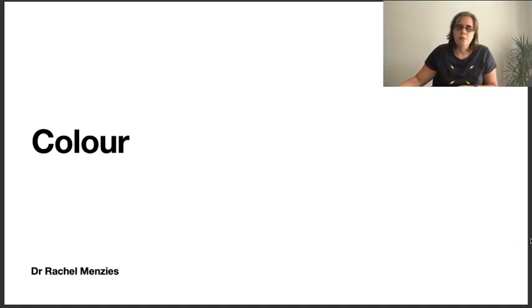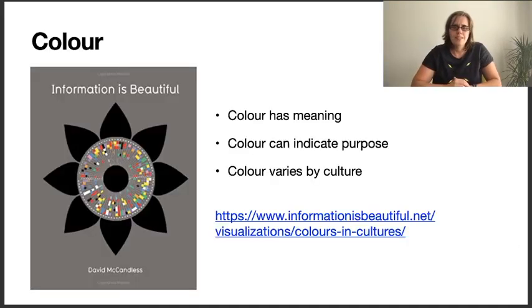Before we even get to processing, actually, colour, right? Colour itself can be very, very important. Colour has meaning, it indicates a purpose for things. So green is go, red is stop. And that colour varies by culture. In some cultures, red means danger. In some cultures, red is a positive thing, so it means love and money or whatever.